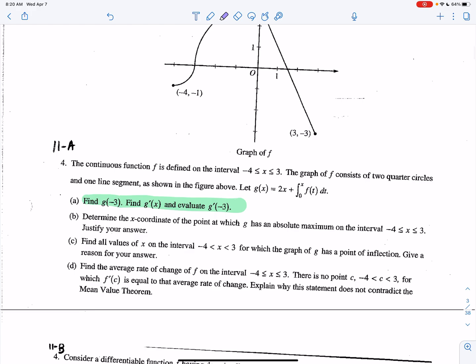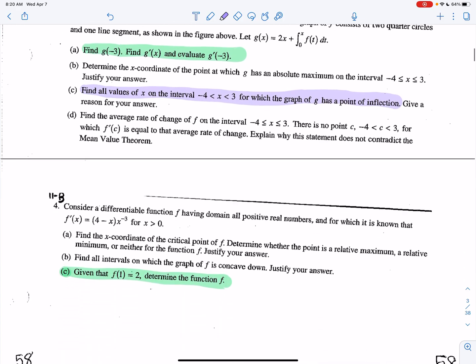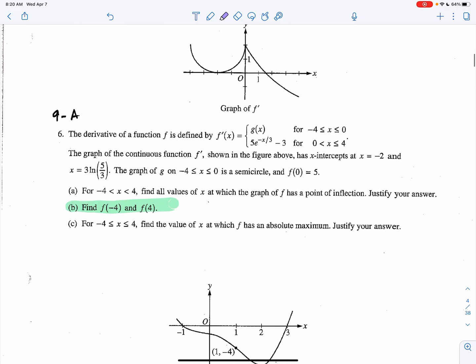So for instance, 2011, the first one in part C, find all values of x where g has a point of inflection. 2011 form B, they're talking about concavity in part B. And you learn to skim through it, okay? 2009, find all values of x at which the graph of f has a point of inflection.